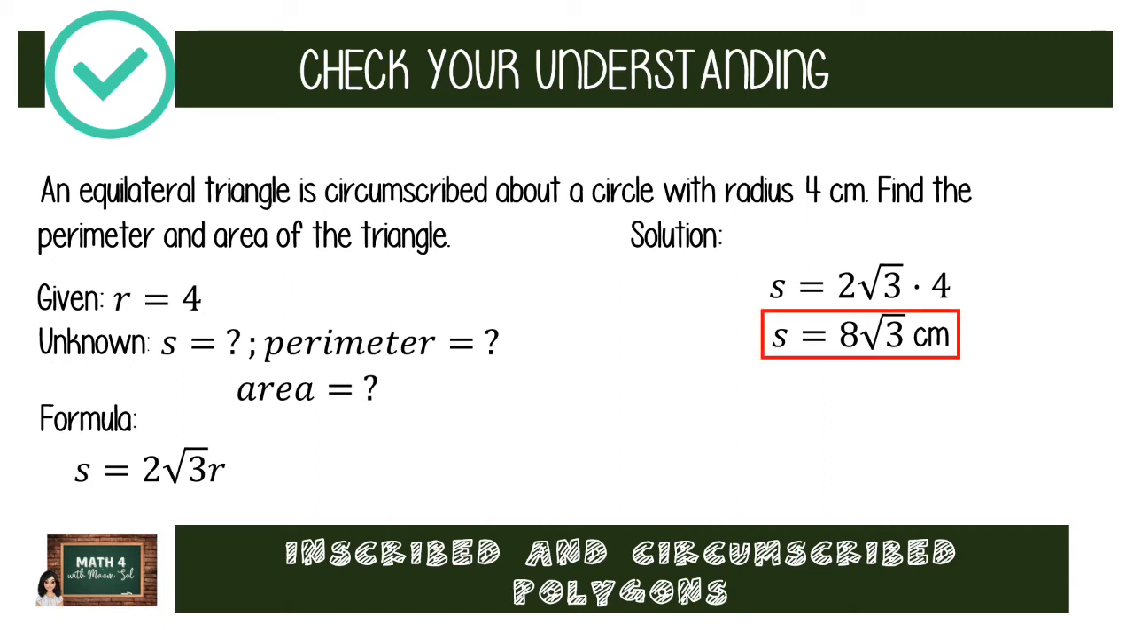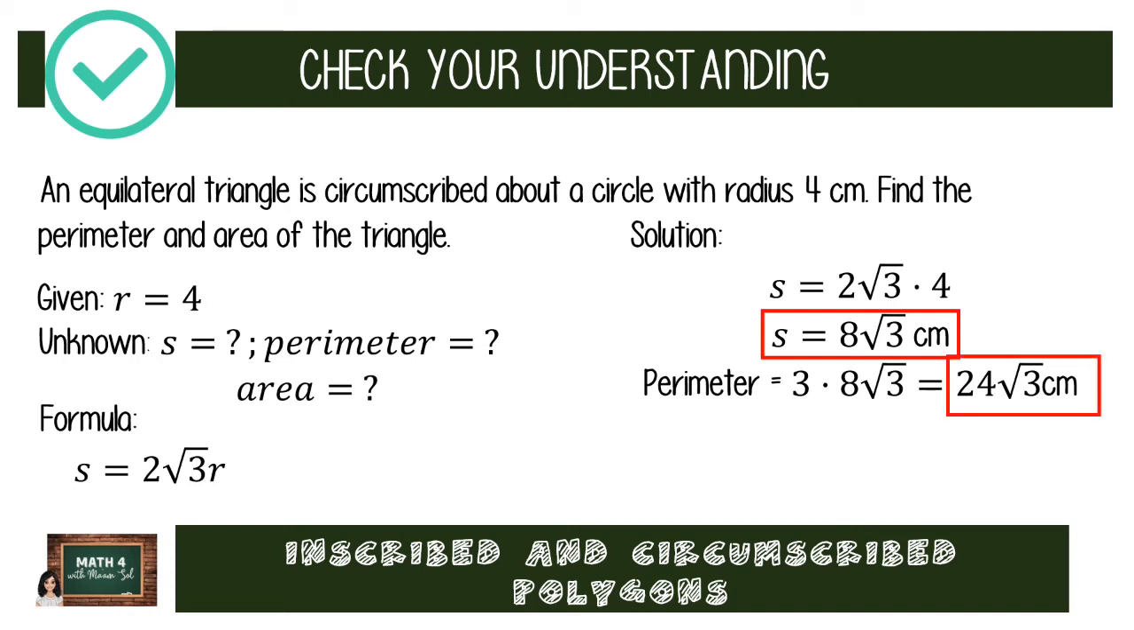Now that we have found out the side is 8 square root of 3 centimeters, we can use that to find the perimeter, because we know that that just is 3 times 8 square root of 3, or 24 square root of 3 centimeters. We can also use the side to find the area.